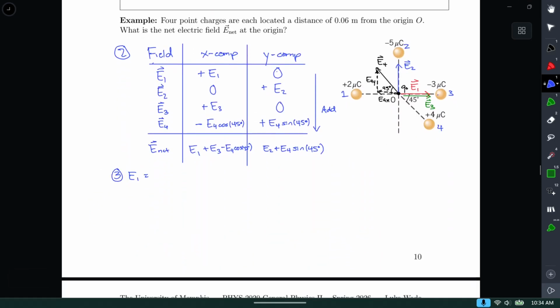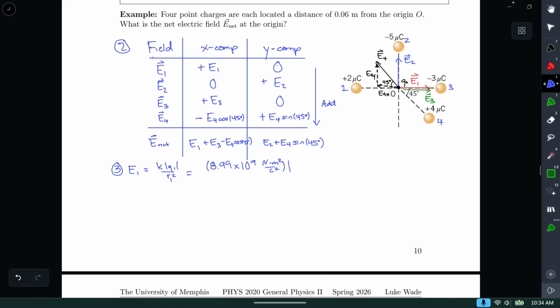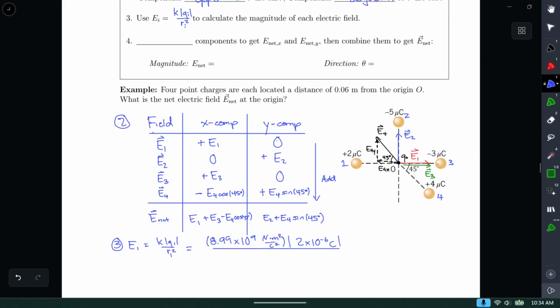This is step 3. K is this usual old number. And then my charge 1 is 2 microcoulombs, 2 times 10 to the negative 6 coulombs. And then I was nice in this problem. I said every charge is the same distance from that point. So this is actually R1, R2, R3, and R4. It's the same distance for all 4 charges.